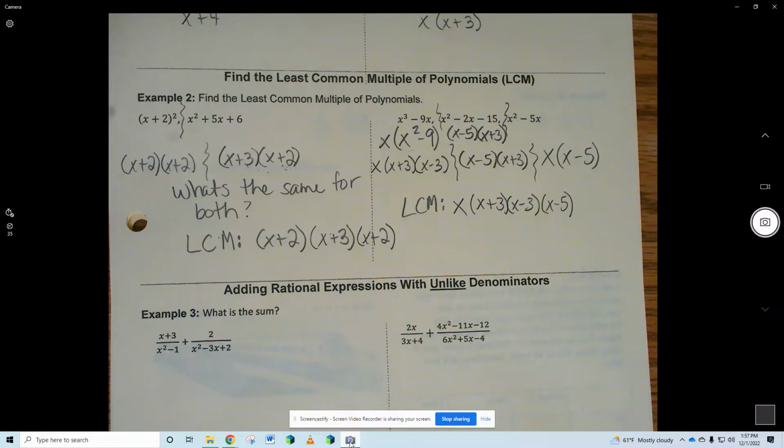Okay? Now what's going to happen is I'm going to list my new common denominator, and then I'm going to have to change around the numerators and multiply the numerators by whatever's missing. And that's where it gets a little confusing.